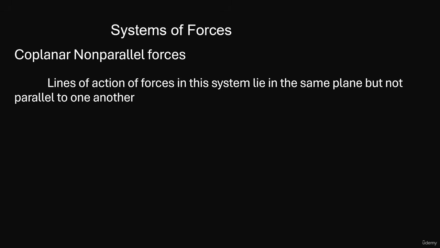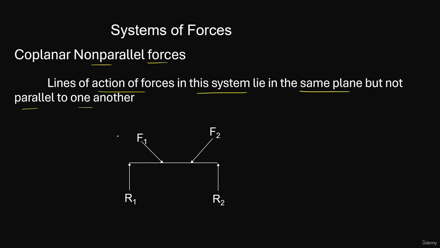Next we have got coplanar non-parallel forces. So the line of action of the forces of the system will lie in the same plane, but they will not be parallel to each other. Likewise here in the diagram, you observe that R1 and R2 are parallel, but the other forces F1 and F2 are not at all parallel with either R1 or R2. Even F1 and F2 are also non-parallel. They will intersect at some other point.